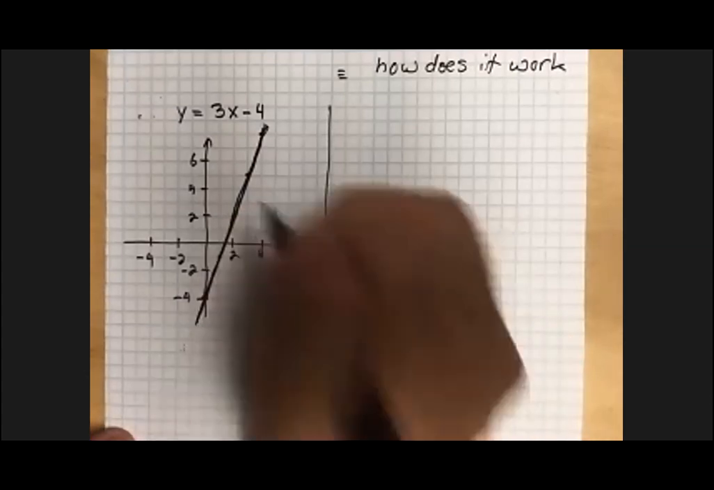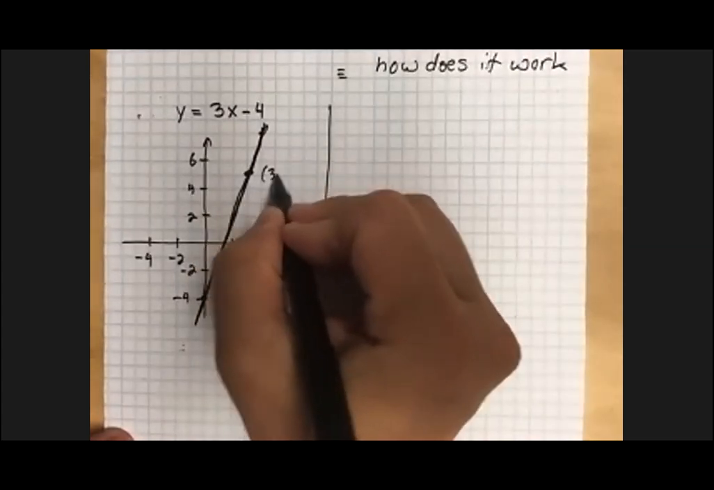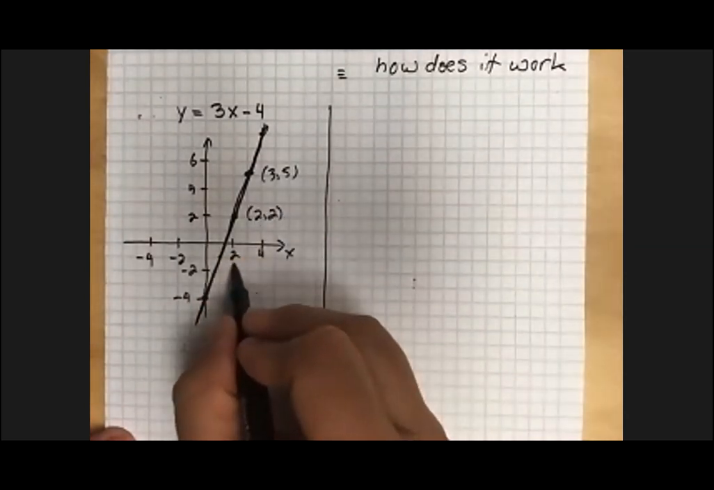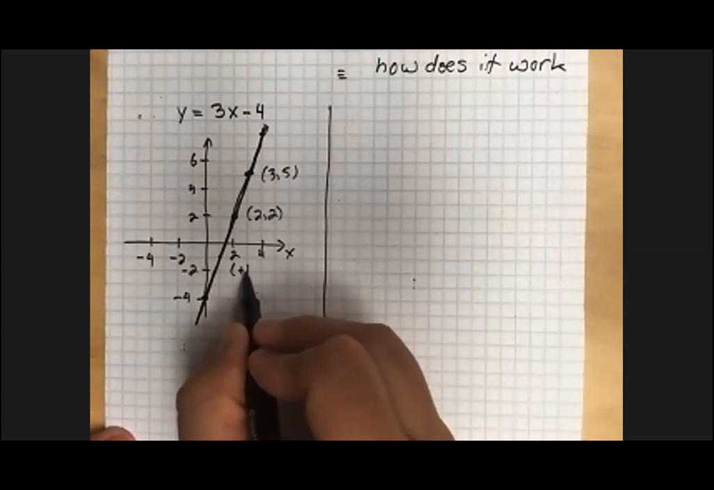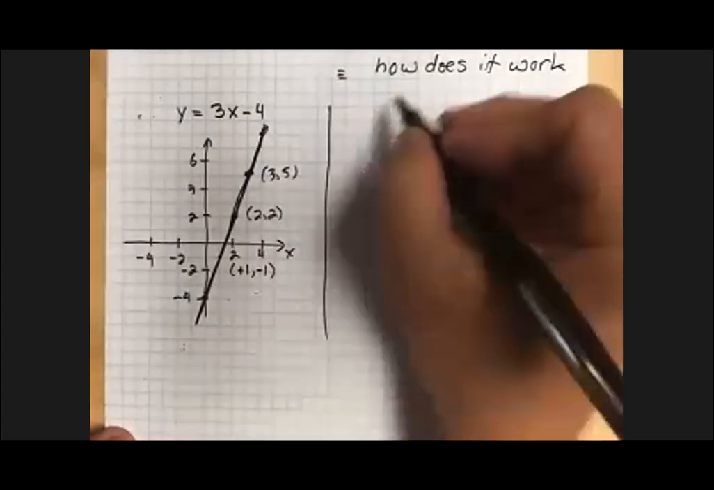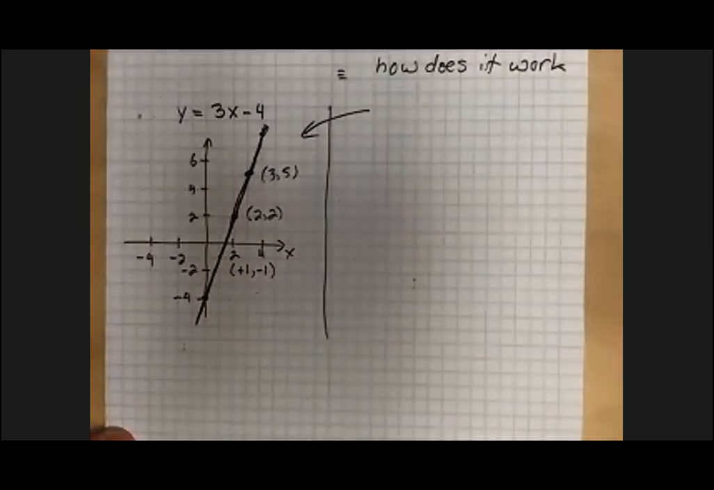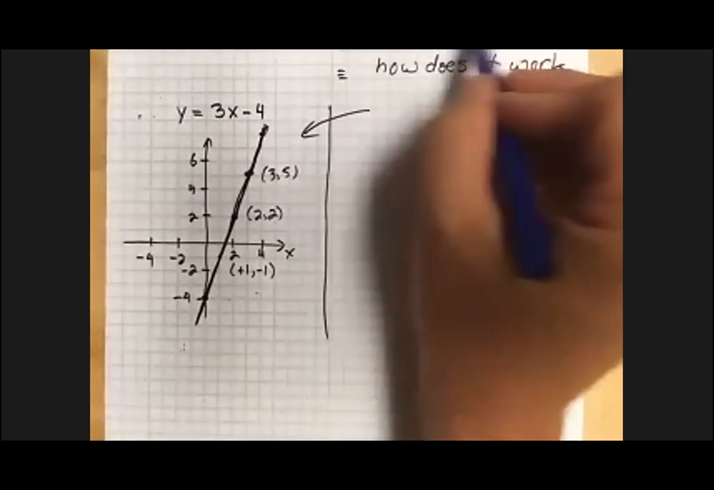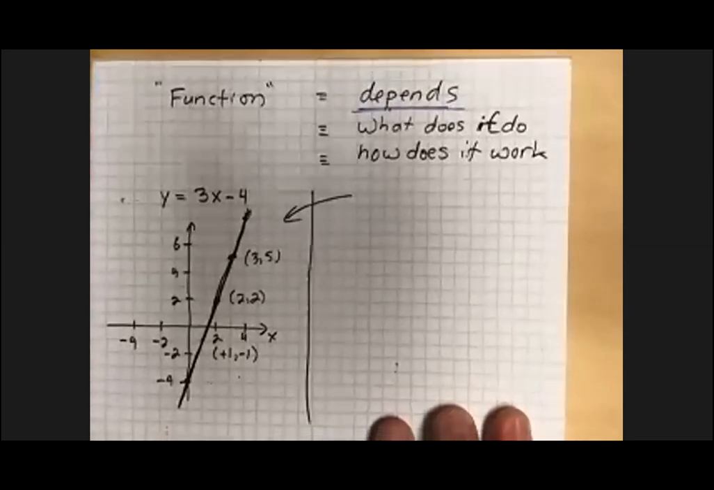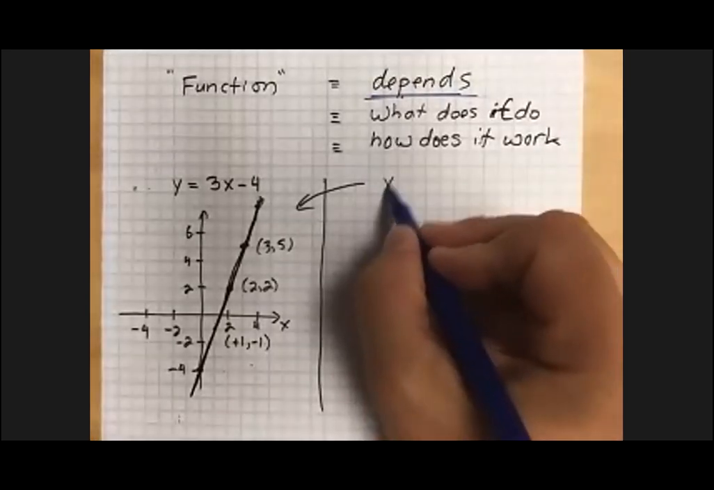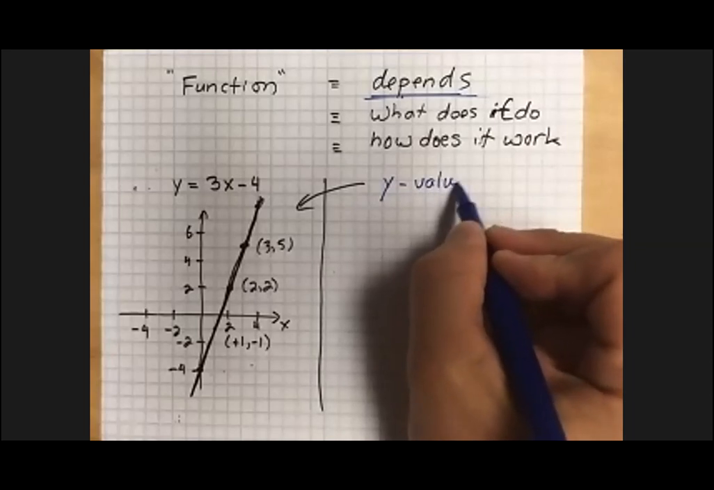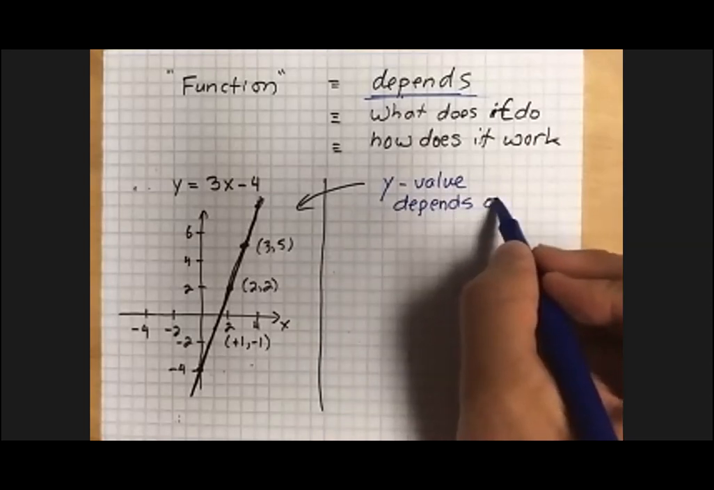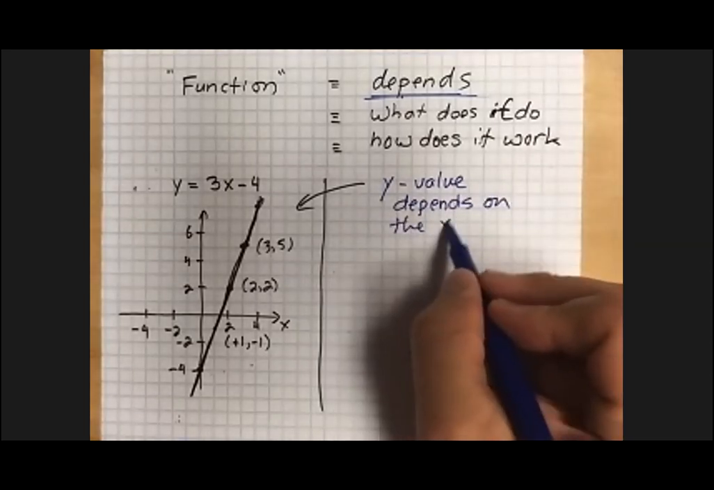You know what I want to say when I look at this picture? 3 and 5, 2 and 2, 1 and -1. I want to say when I look at that picture that the y value depends on the x value. The y value of each point depends on the x value.